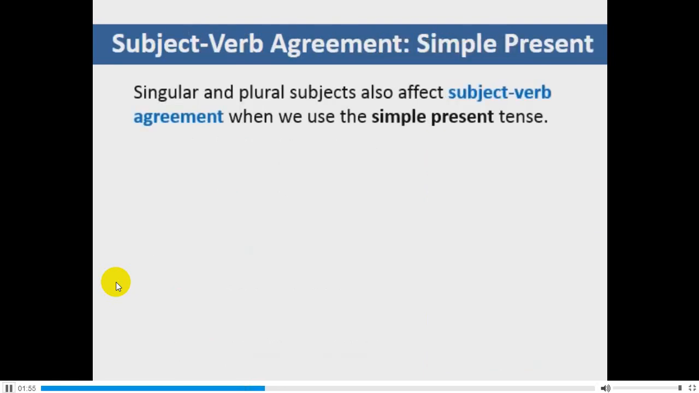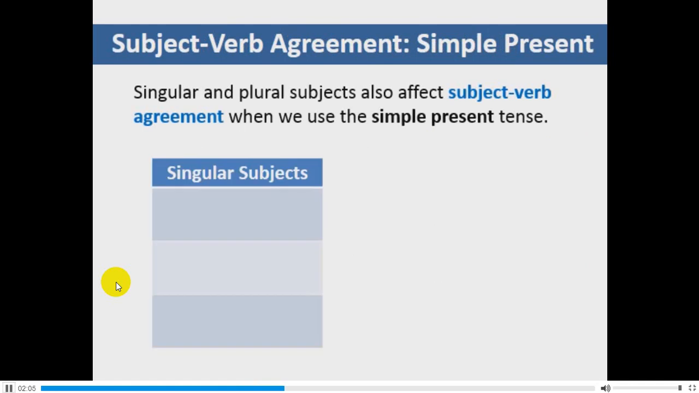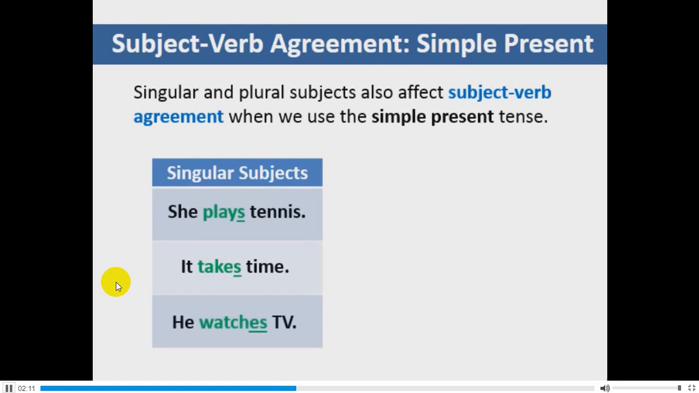Subject-verb agreement with the simple present. Singular and plural subjects also affect subject-verb agreement when we use the simple present tense. With singular subjects like he, she, and it, we use a singular verb. This means we add s or es to the base form of the verb.